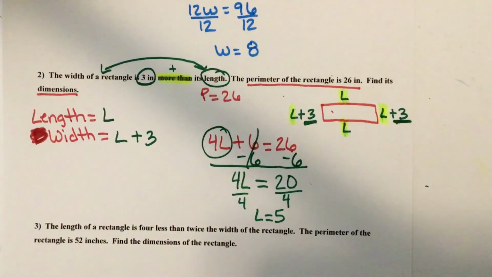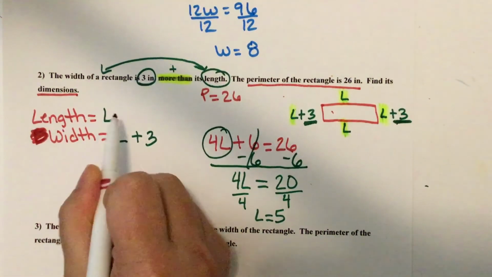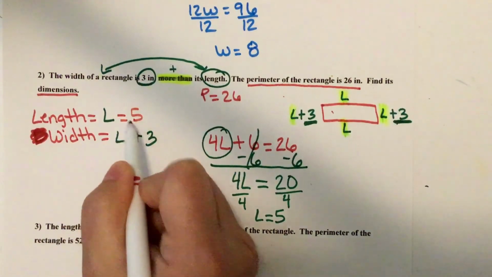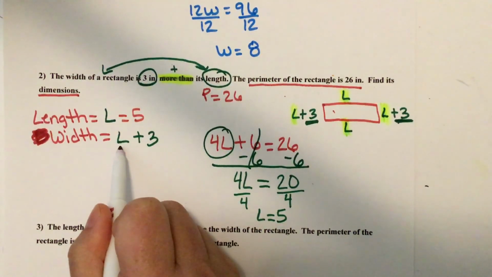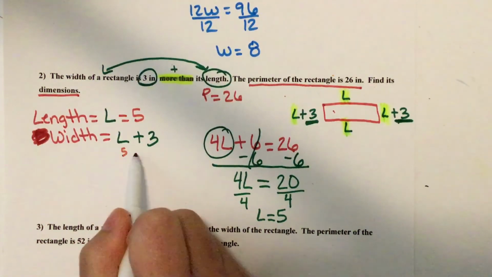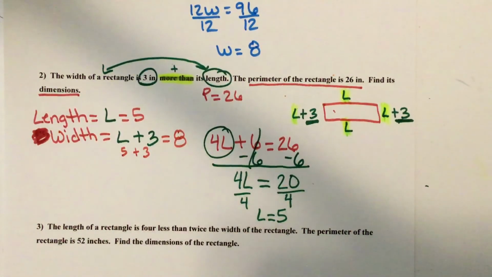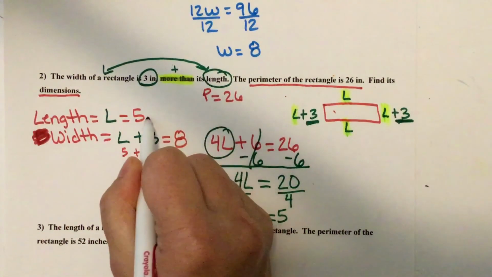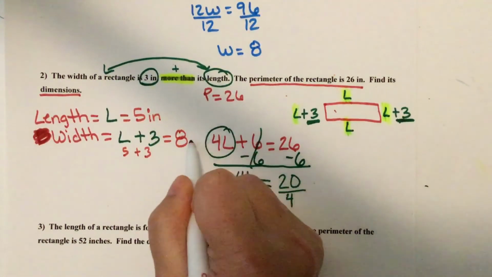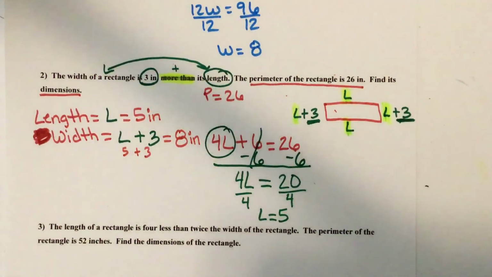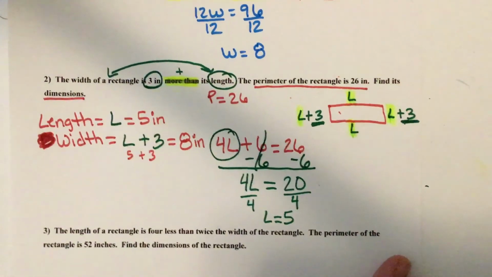So I'm going to come back up here, and I found L to be 5. So where my L is, I'm going to put a 5. And then the width says take your L answer, which is 5, and add 3 to it, which is 8. And this problem was in inches. So the length is 5 inches and the width is 8 inches. And those are my answers, and I'm done. Okay, if you were confused, let's just try it again.